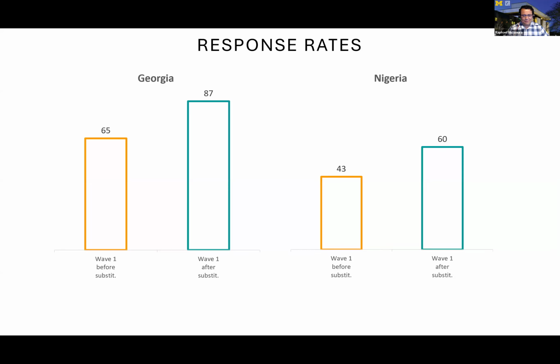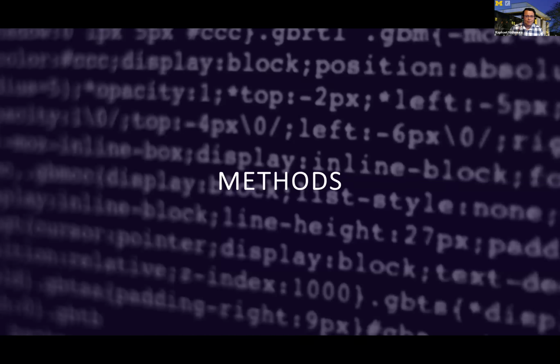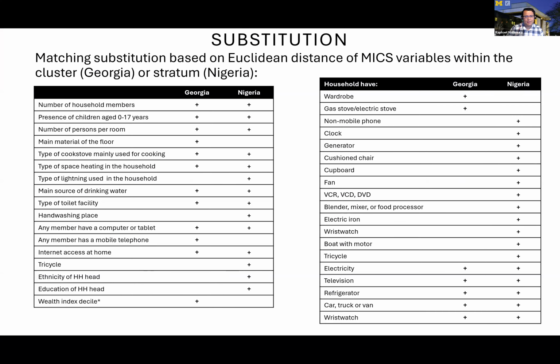So next I'm going to talk about the method, what we did here to assess substitution in those two countries. First, let me briefly explain how substitution was done, more specifically the variables that we used for substitution. As I mentioned before, we did a matching substitution. As you saw here, for mixed plus the sampling frame was the mixed survey. So this gives us a formidable platform to test and implement substitution.